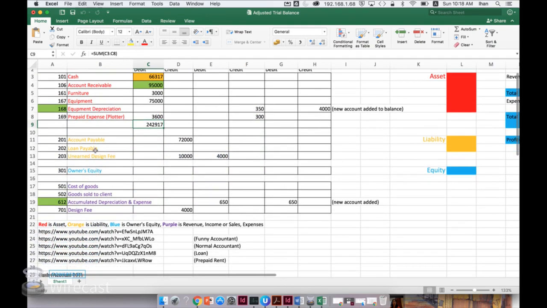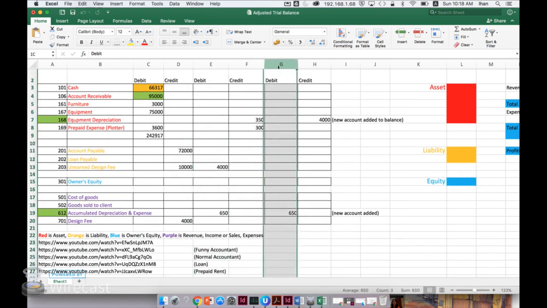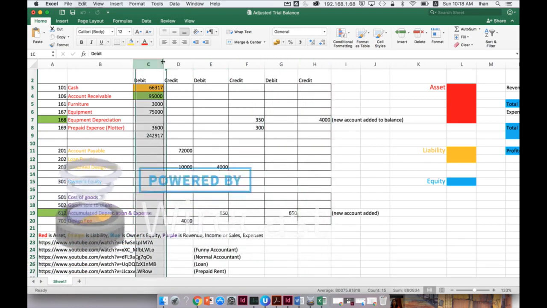Assets, liability, this is your liability, payables, and equity and the rest. This column in the future is going to be used to calculate profit. Of course you may ask why we have all these columns. I will come back to explain, but I can just give you a hint.